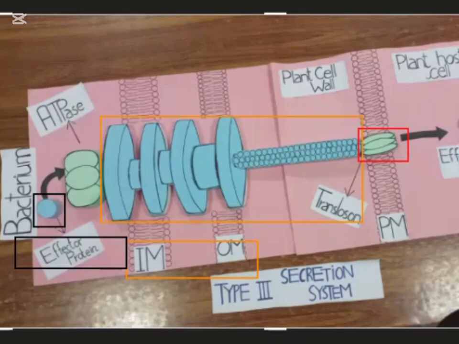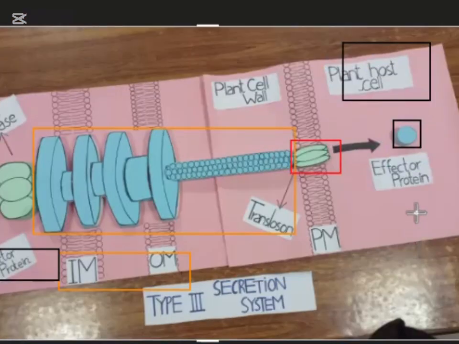This is the effector protein. After entering the host cell, it will suppress the immunity of the host cell and help the bacteria to colonize and replicate in the host cell, to increase their number in the host cell, so that they can cause disease. This is the whole mechanism of Type III secretion system, in which a needle is used. This is the needle.